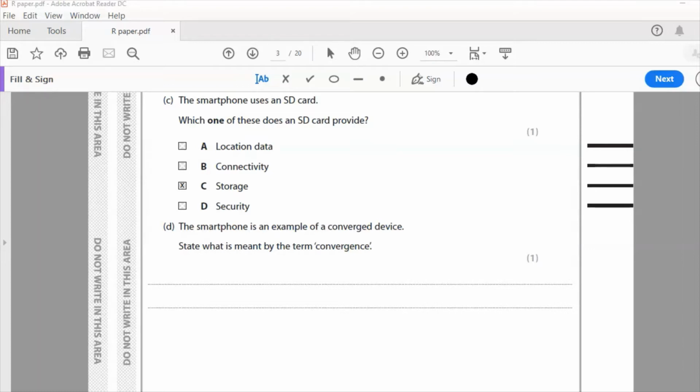Question D. A smartphone is an example of a converged device. State what is meant by the term convergence. Convergence is when you combine technologies into one device, and you can think of your smartphone. In there you've got your GPS, you've got your video, you can make a video, you can make a phone call, and you can do many other things with it. You can play games. It is a classic example of convergence. Technologies combined into one.